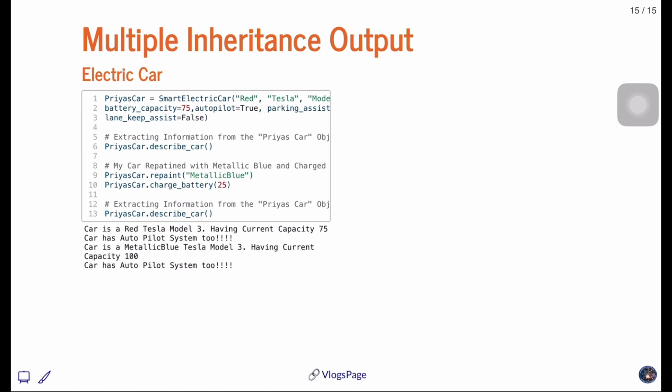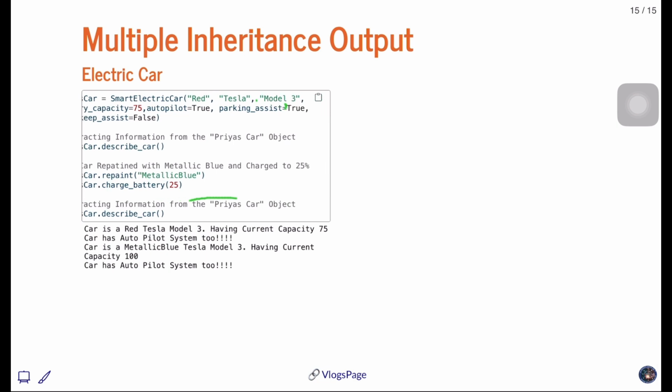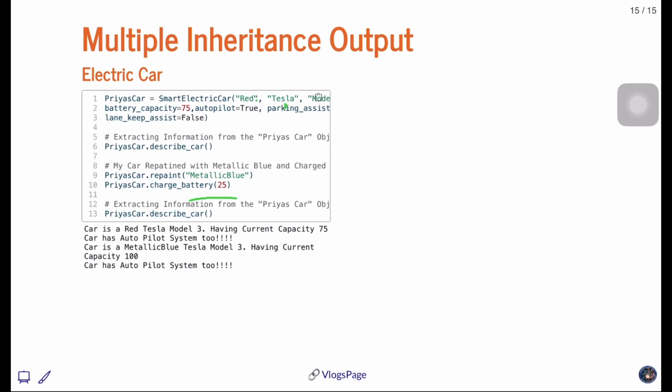Say for example, Priya has a smart car which is a red Tesla, and it has model 3, and its battery capacity is 75, autopilot true, and parking system, it has a parking assistant, and it cannot assess the lanes. Say for example, it cannot assess the lane.